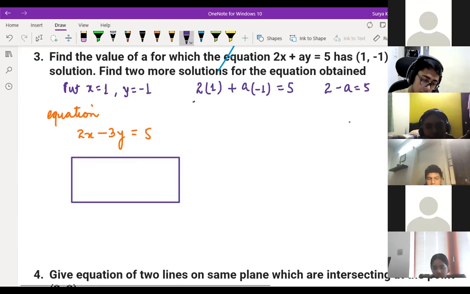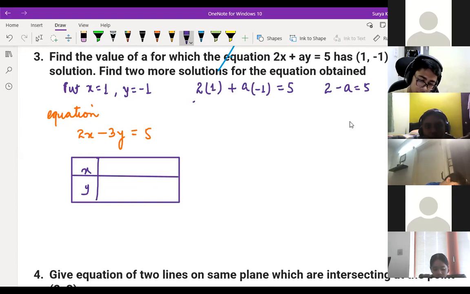Okay, and draw a shape over here, and you can find here whatever you want. You can do solution. You can find easily. X and y you put. So if you put x is equal to 0, then what will y get?